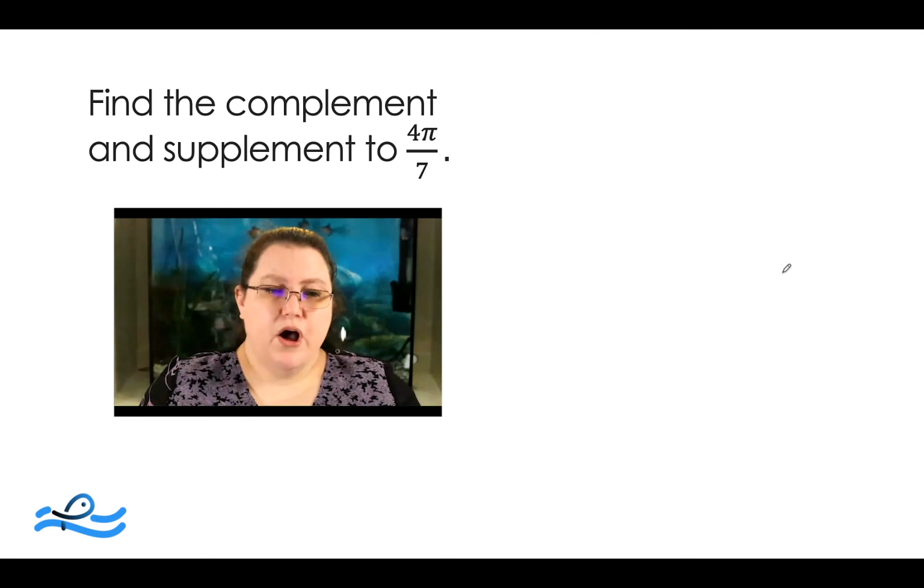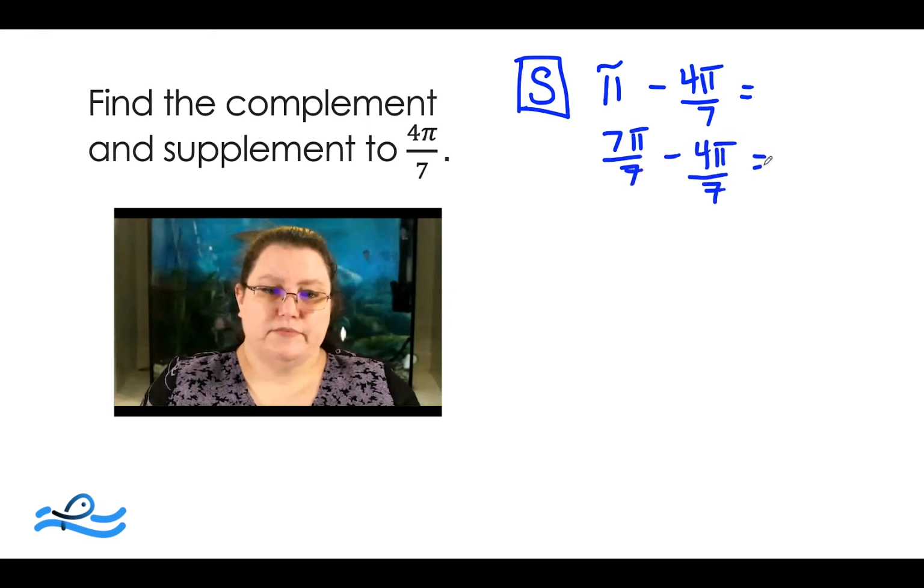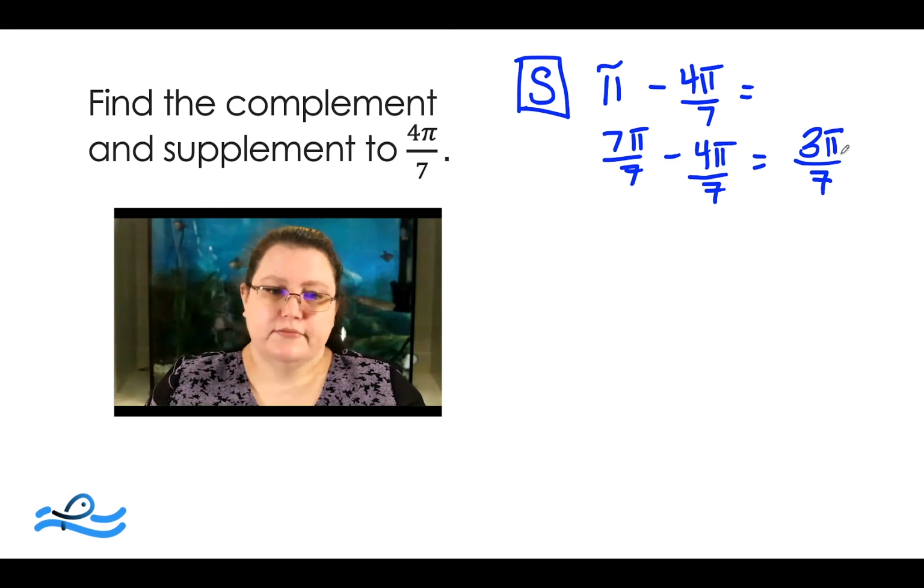Now I want to find the complement and supplement to 4 pi over 7. To find the supplement, I'm going to start with pi. Pi minus 4 pi over 7 is the same thing as 7 pi over 7 minus 4 pi over 7. 7 pi over 7 minus 4 pi over 7 is 3 pi over 7. So the supplement to 4 pi over 7 is 3 pi over 7.